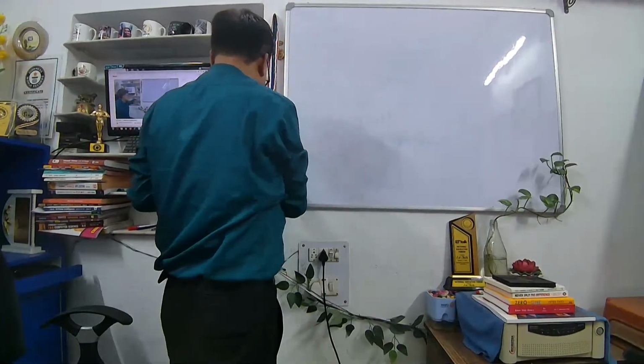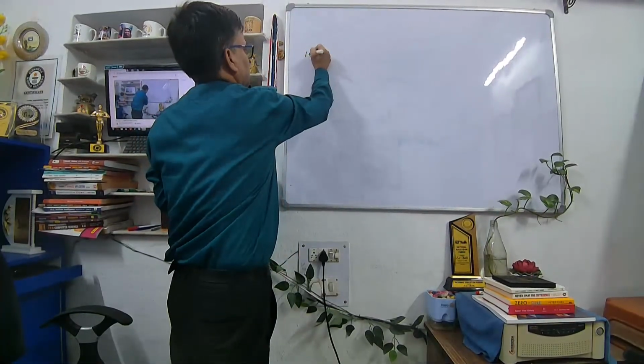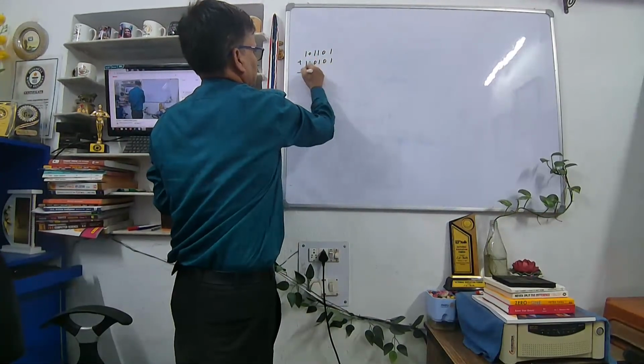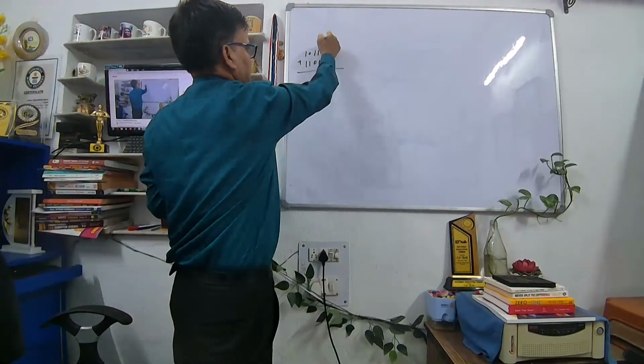For example, I'll just do one problem. You just see here. If I have 101101 plus 110101, now 1 plus 1 is 0 with a carry of 1.